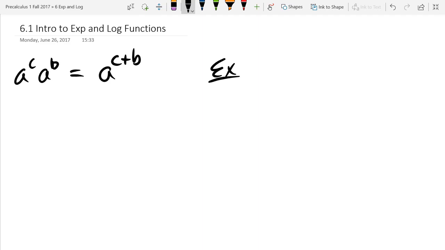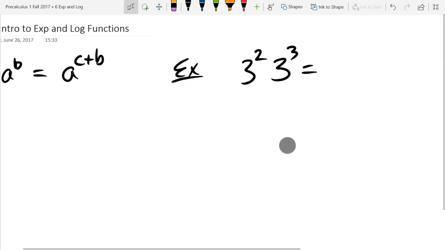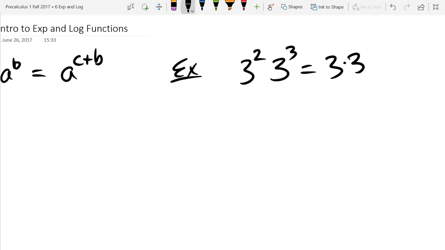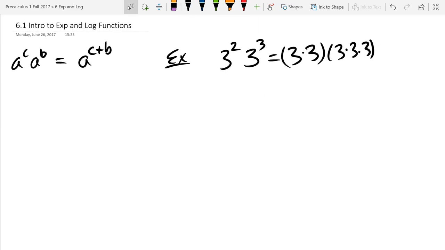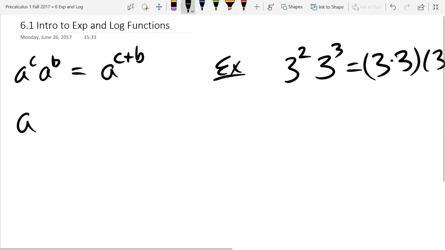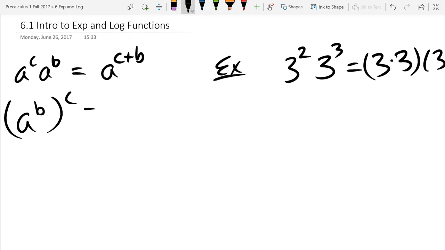We can do a really fast example. If you're not sure, maybe I should be multiplying c and b instead of adding them. All you have to do is think about an example. We'll just do 3 squared times 3 cubed. And the question is, should this be 3 to the 5th or 3 to the 6th? An easy way to figure this out, just think this is 3 times 3, that's 3 squared, and 3 cubed, 3 times 3 times 3. And it should be pretty clear that's 3 to the 5th, not 3 to the 6th. So you can always do a really fast example to convince yourself of what the rule should be.